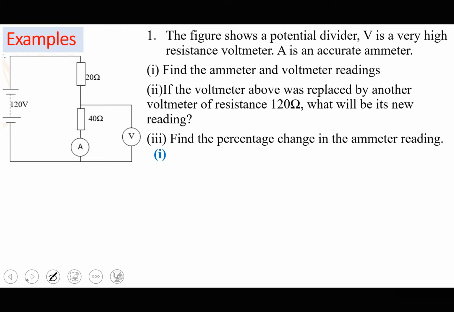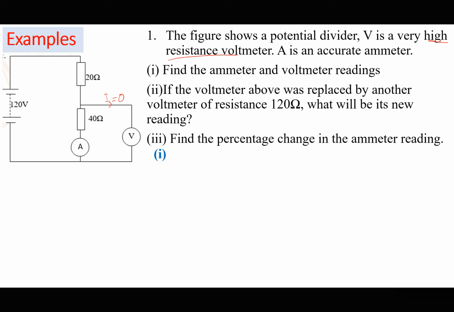So the figure shows a potential divider. V is a high resistance voltmeter, which means its resistance is so high that the current here is zero. So current here equals zero. If it is a high resistance voltmeter, remember for an ideal voltmeter, the resistance is infinite, which means the current going through it is approximately zero. A is an accurate ammeter. Find the ammeter and voltmeter readings.